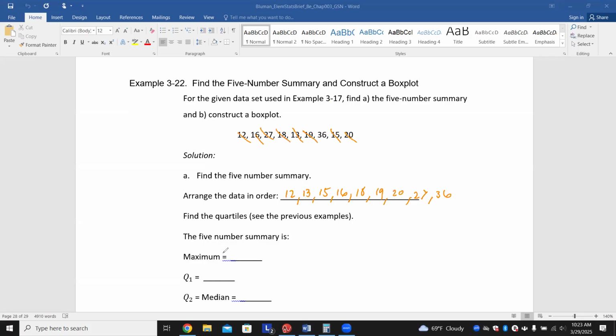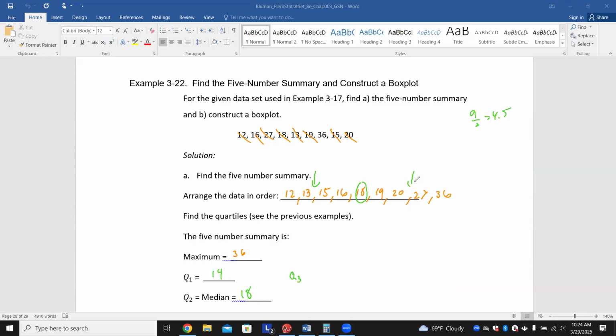So we're going to start with the maximum. The maximum value here was 36. Q1, oh, it's easier to find the median, so let's do that first. That's 1, 2, 3, 4, 5, 6, 7, 8, 9. So 9 tells me I need to go to the 5th number because 9 divided by 2 is 4.5. So 1, 2, 3, 4, 5. This will be the middle number. Then the middle of those middle numbers would be here. So that'd be 14.